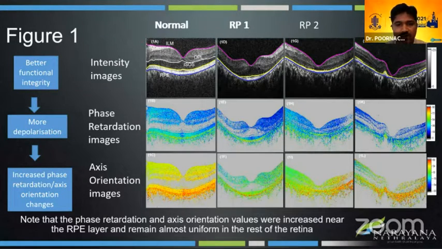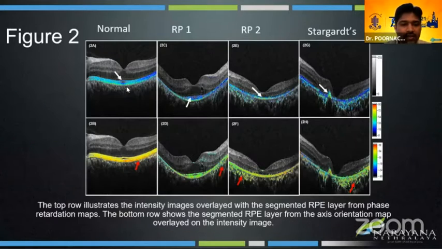This is the gist. So when we overlaid this phase retardation and axis orientation, we could see that as RPE atrophy advances, more and more choroidal depolarization pattern can be observed, and it's more in Stargardts, as we know, Stargardts will have more atrophic outer retinal and RPE changes.